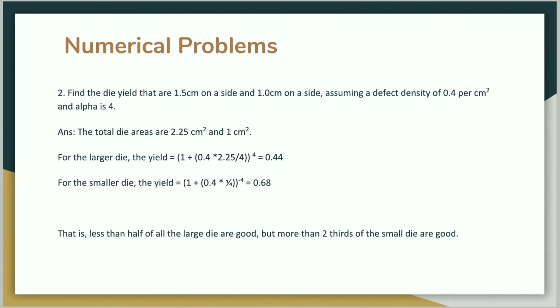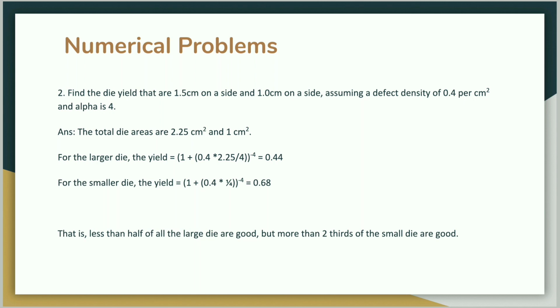Another problem on the same equations. Find the die yield for dies that are 1.5 cm on a side and 1 cm on a side, assuming a defect density of 0.4 per square centimeter, and the value of alpha here is 4. So the total die areas given are 2.25 square cm and 1 square cm.